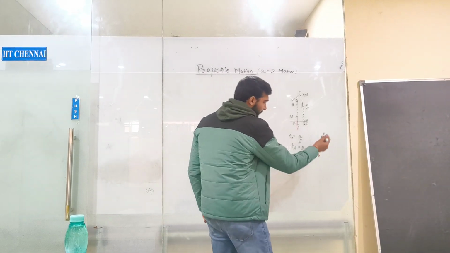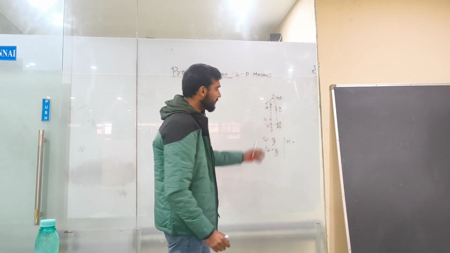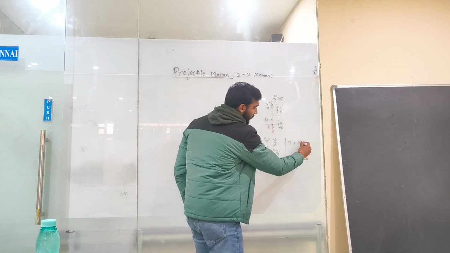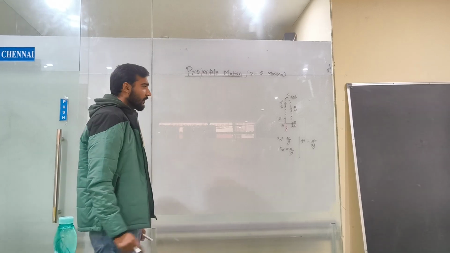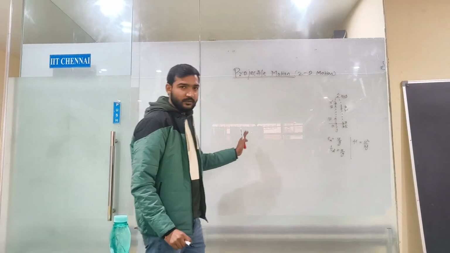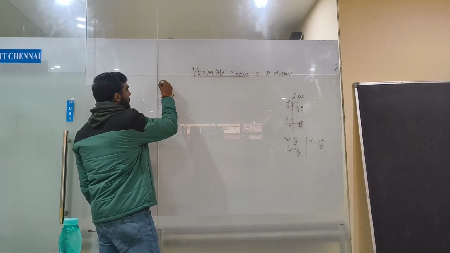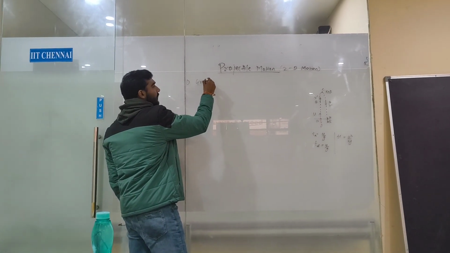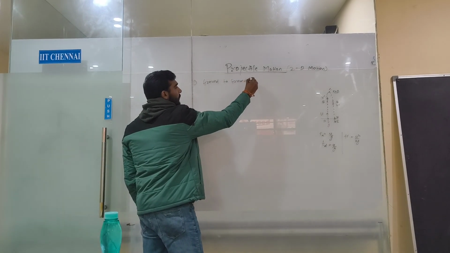And I am also writing the maximum height. The maximum height this ball will achieve is u square by 2g. Yes or no? Now I will connect these formulas in projectile motion also. Now I am starting the topic ground to ground projectile.